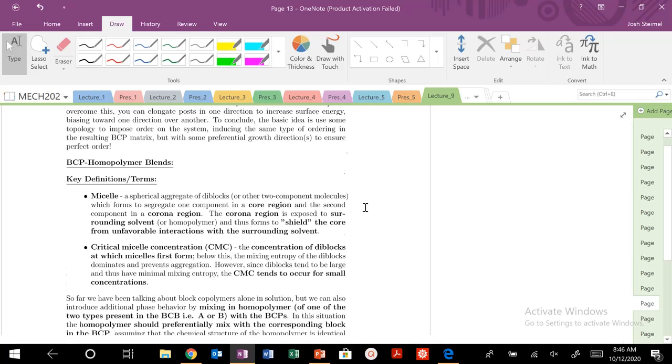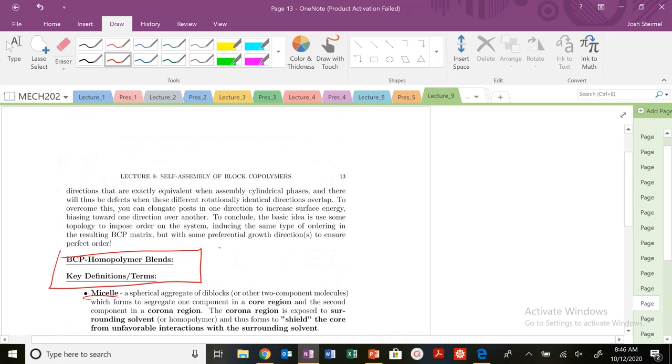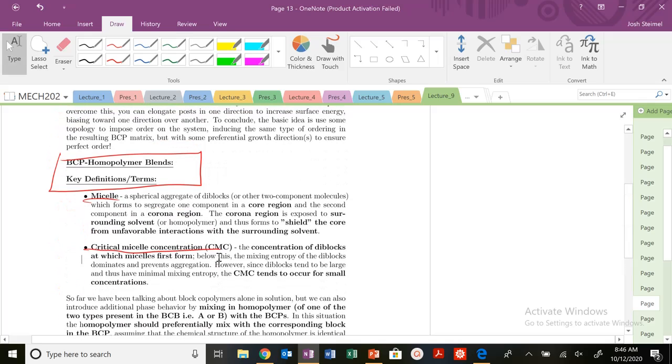Next time, we are going to get into block copolymer-homopolymer blends, specifically micelle formations and critical micelle concentrations. So several more derivations next time, but again, very interesting, very qualitative, and very applied. Micelles are very important, especially in the context of lipid bilayers, for my biological people and my bioengineers. So we'll get into that next time.